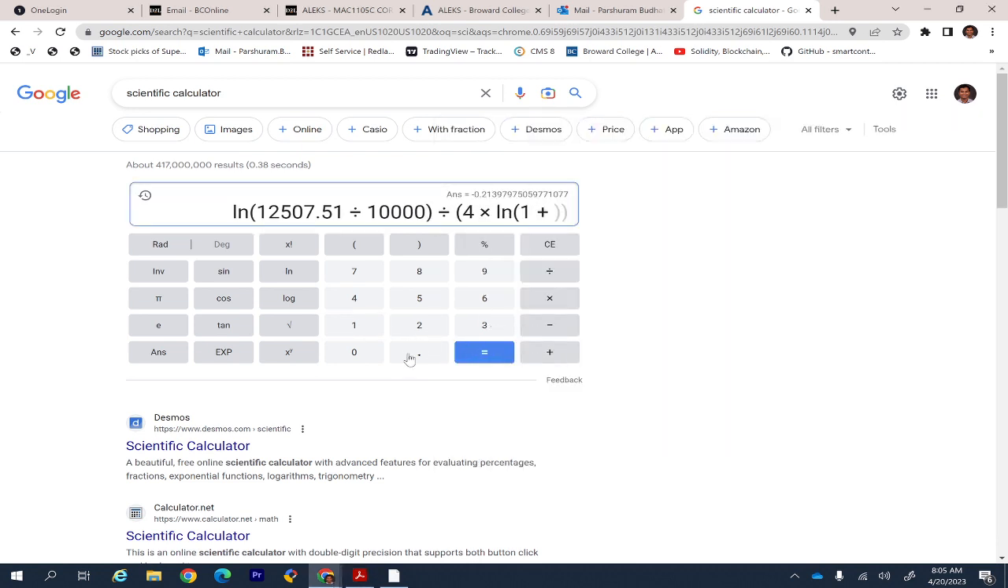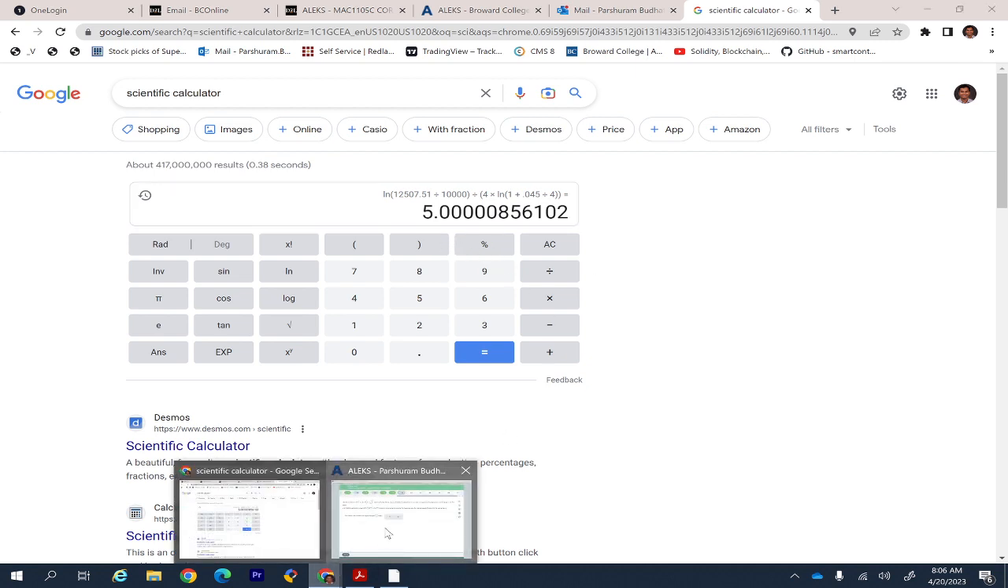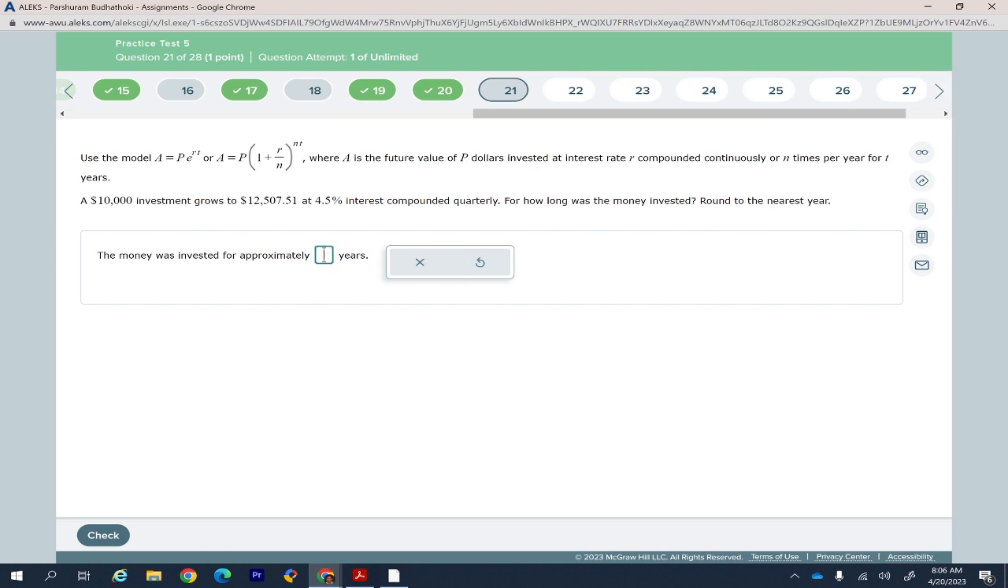1 plus 0.045 divided by 4 parenthesis close. If you do not type it the way I'm typing, then your calculator is not going to give you the right answer. So you have to put this division sign, multiplication sign and parenthesis appropriately. Otherwise, it's not going to give you the right answer. So your answer is 5.000085, which means if you round it to the nearest whole number, round to the nearest year, that would be 5 years.